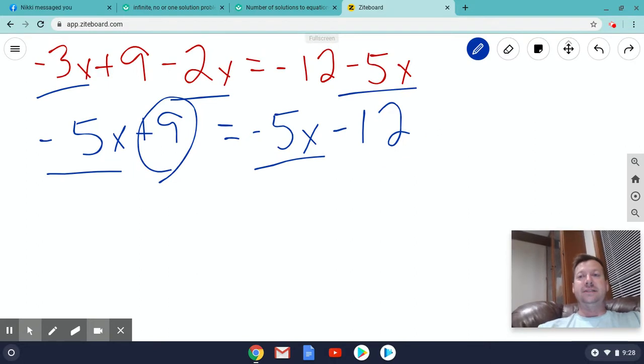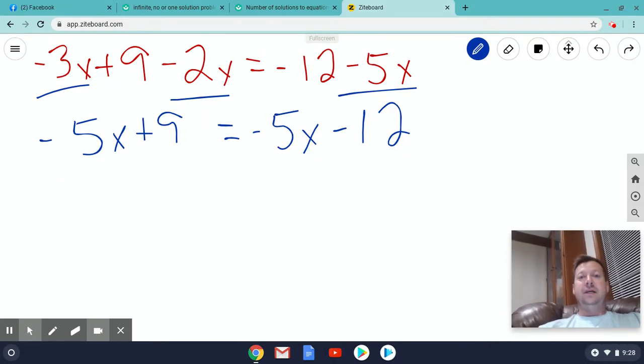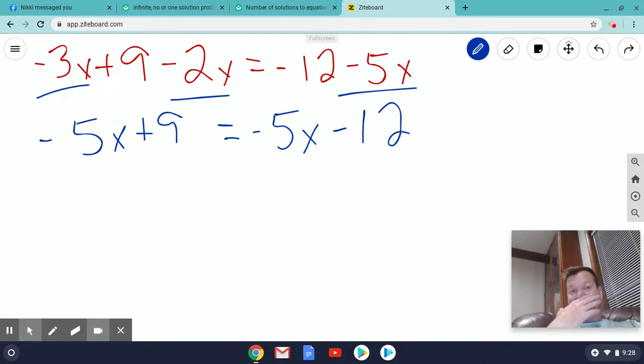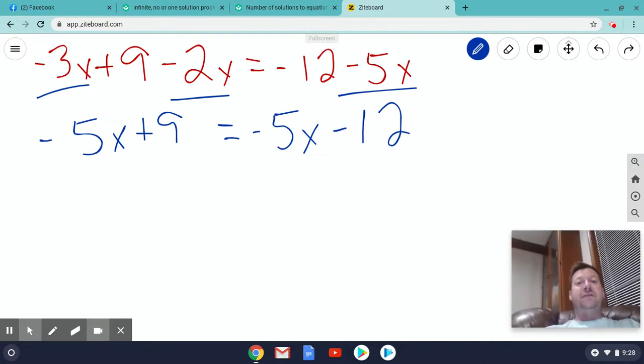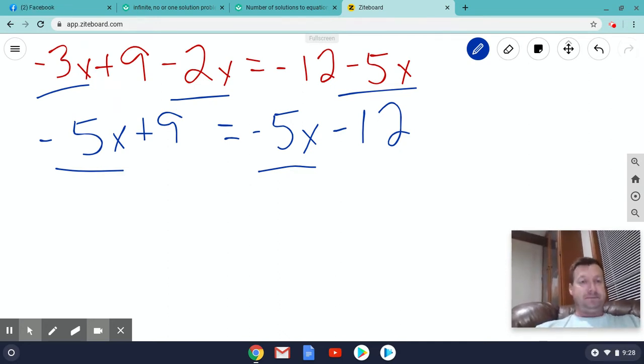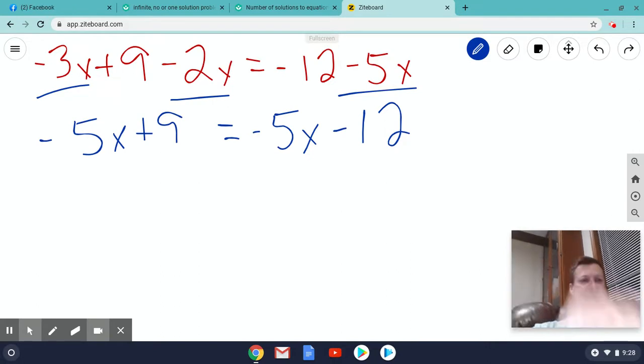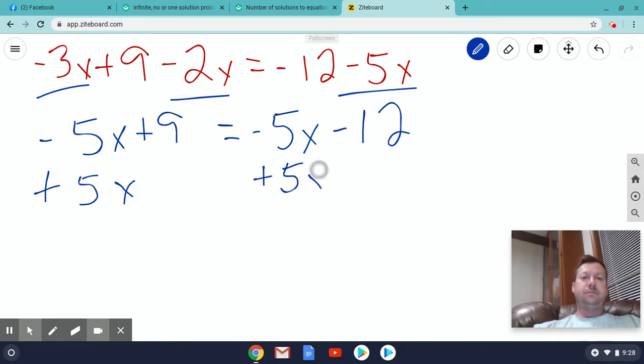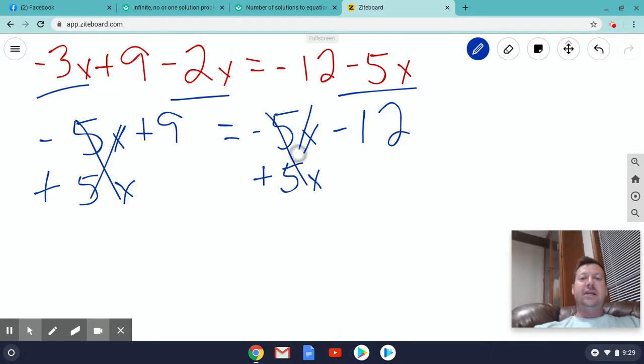I can see the answer already, but let's work through this and see what we can come up with. So I've been telling you, when you have variables on both sides, that you find the smaller one, and then you eliminate that. Well, I don't have a smaller one. I have 2 that are the same. But I want to get rid of that negative 5x. To do that, add 5x, add 5x. This cancels, and this cancels.